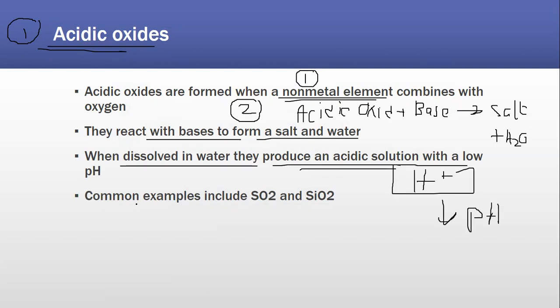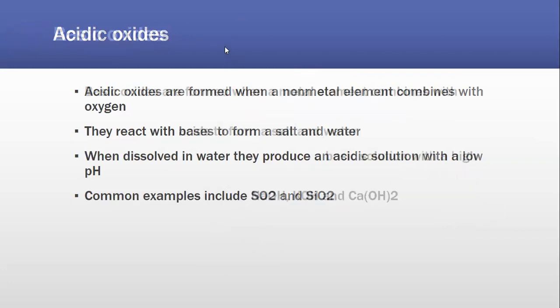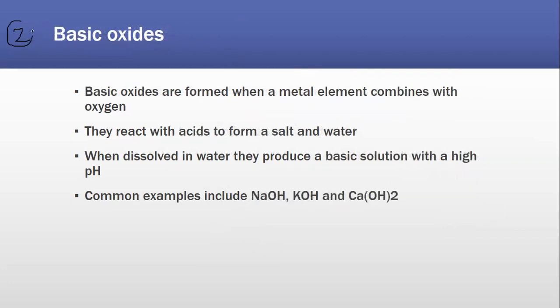Just as you told me, जैसे कि common examples include NO2 as well. Exactly, that's a very great example. Moreover, sulfur dioxide, silicon dioxide, ये सारे क्या हैं? Non-metals हैं, and they make up acidic oxides. Basic oxides क्या होते हैं?